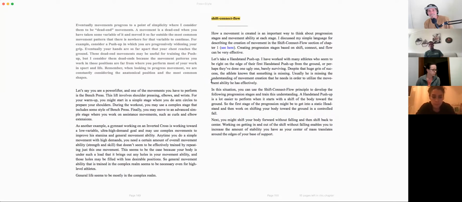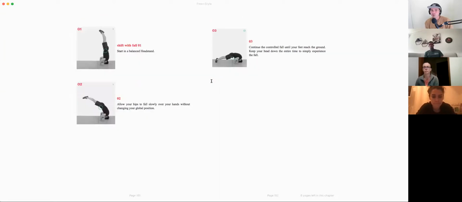The next one is the shift, connect, flow method. And this is realizing that the first movement that we create, whether it's doing a handstand push-up or walking, is shifting our center of mass in relationship to our base support. In this case, if you look at me right here doing a headstand, I am falling. My center of mass is shifting in relationship to my base support, and that is creating movement. If you're standing up and you're about to walk, you shift your center of mass and then you move your feet.